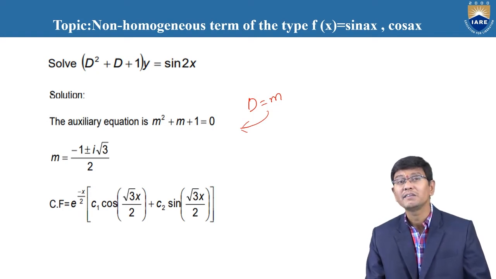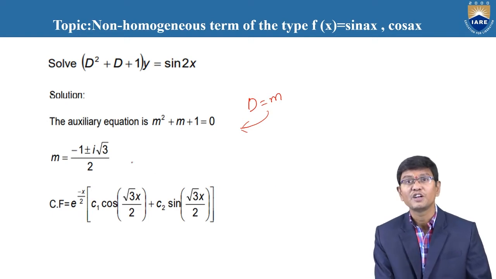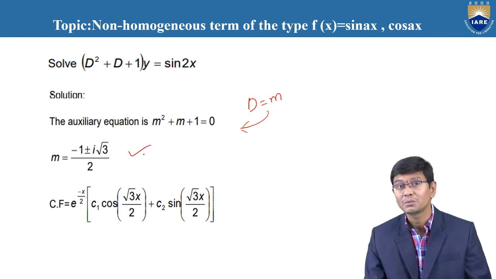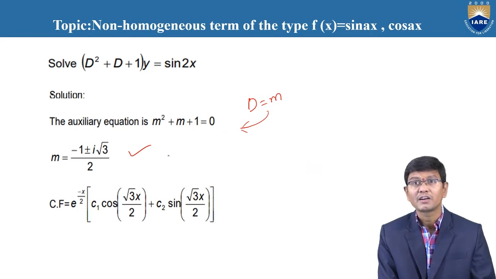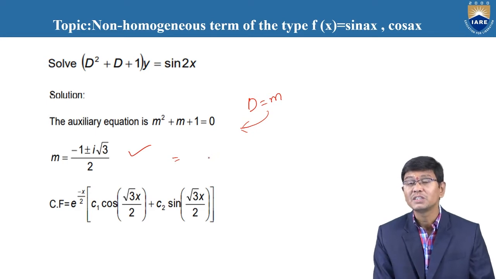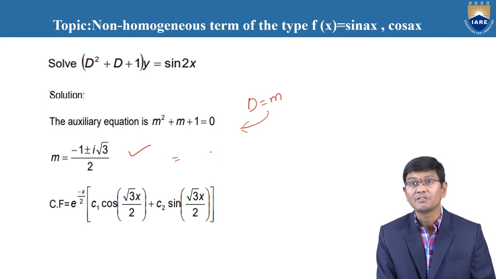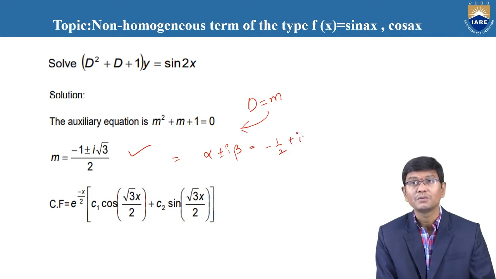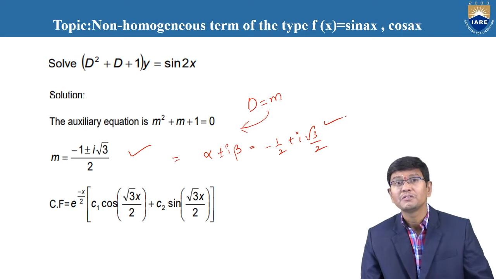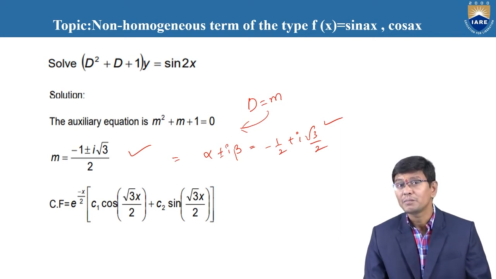By using synthetic division or the factorization method, the solutions clearly obtained are minus 1 plus or minus i into root 3 by 2. Therefore, for the complementary function, the roots are complex. That is the third case, in the form of alpha plus or minus i beta. Therefore, here the complex roots are minus 1 by 2 plus i into root 3 by 2.